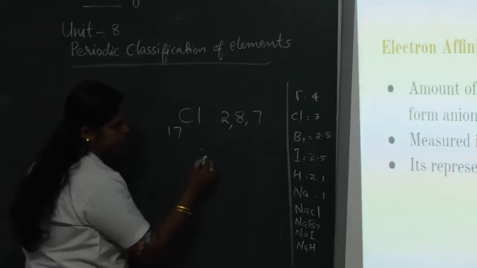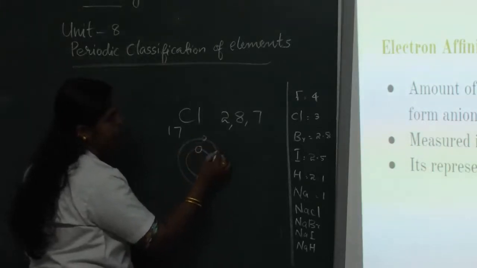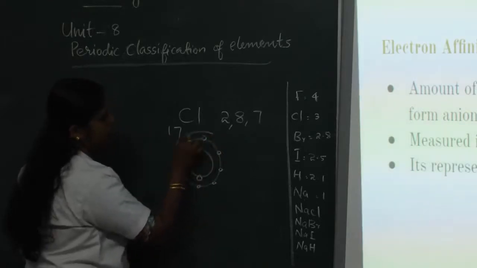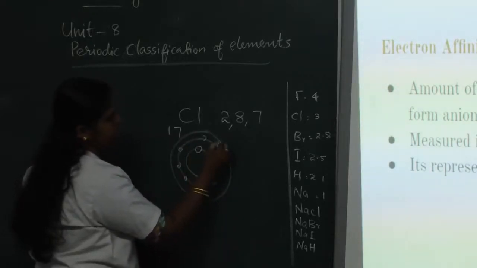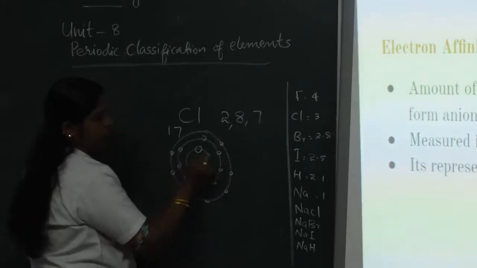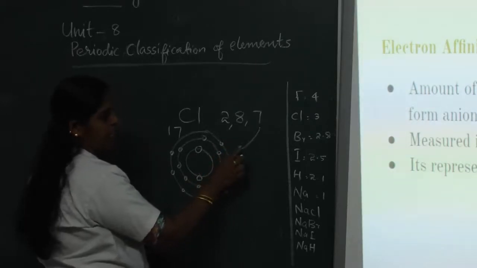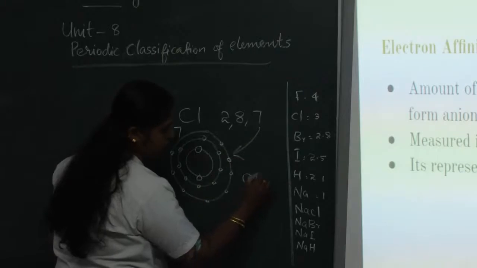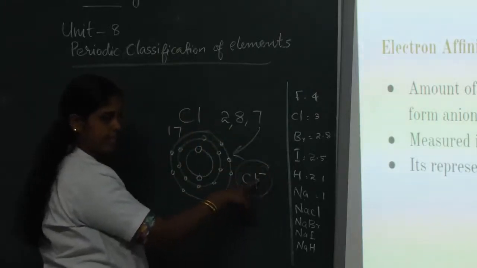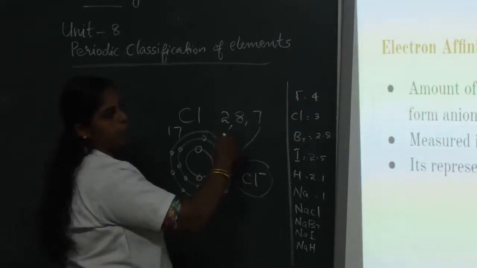We can draw the structure. 2 electrons are here. The next shell contains 8 electrons. The next shell contains 7 electrons. So it gained 1 electron from a nearby atom so that the last shell contains 8 electrons, and at that time it forms Cl minus. From the neutral atom it forms an anion. When it gets a minus charge, it is known as an anion. When it forms an anion, some amount of energy is released.